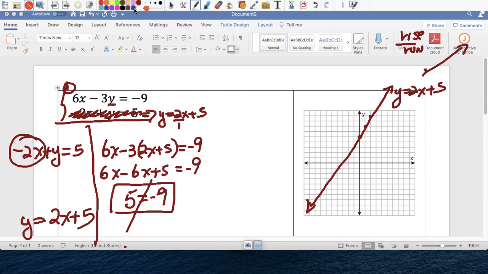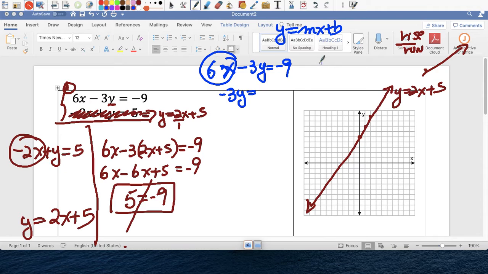Now the other line, we're going to have to do a little bit of shuffling. So we have 6x minus 3y equals negative 9. Again, we're going to have to change that, and I'm going to have to rewrite that in this format. So let's throw the 6x to the other side. So we're going to get negative 3y. If I throw this guy to the other side of the equation, it becomes negative 6x minus 9. Divide everybody by negative 3.